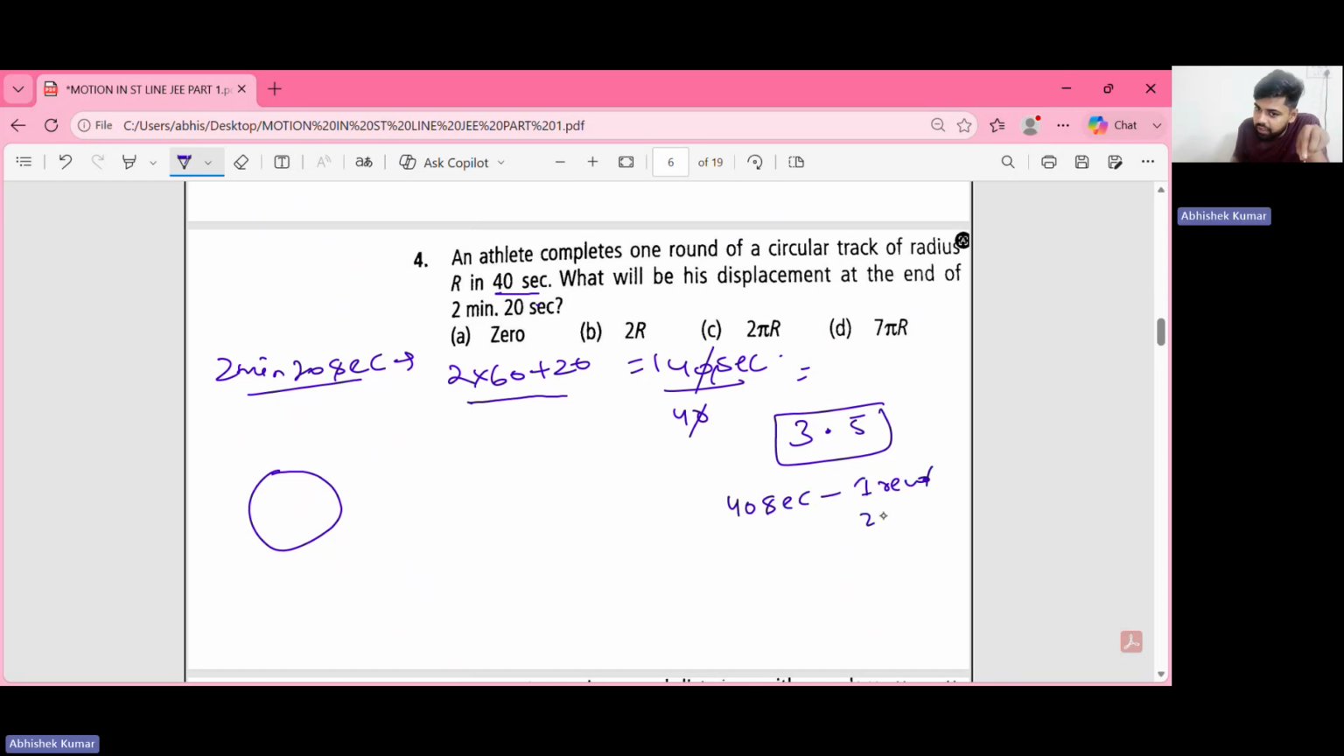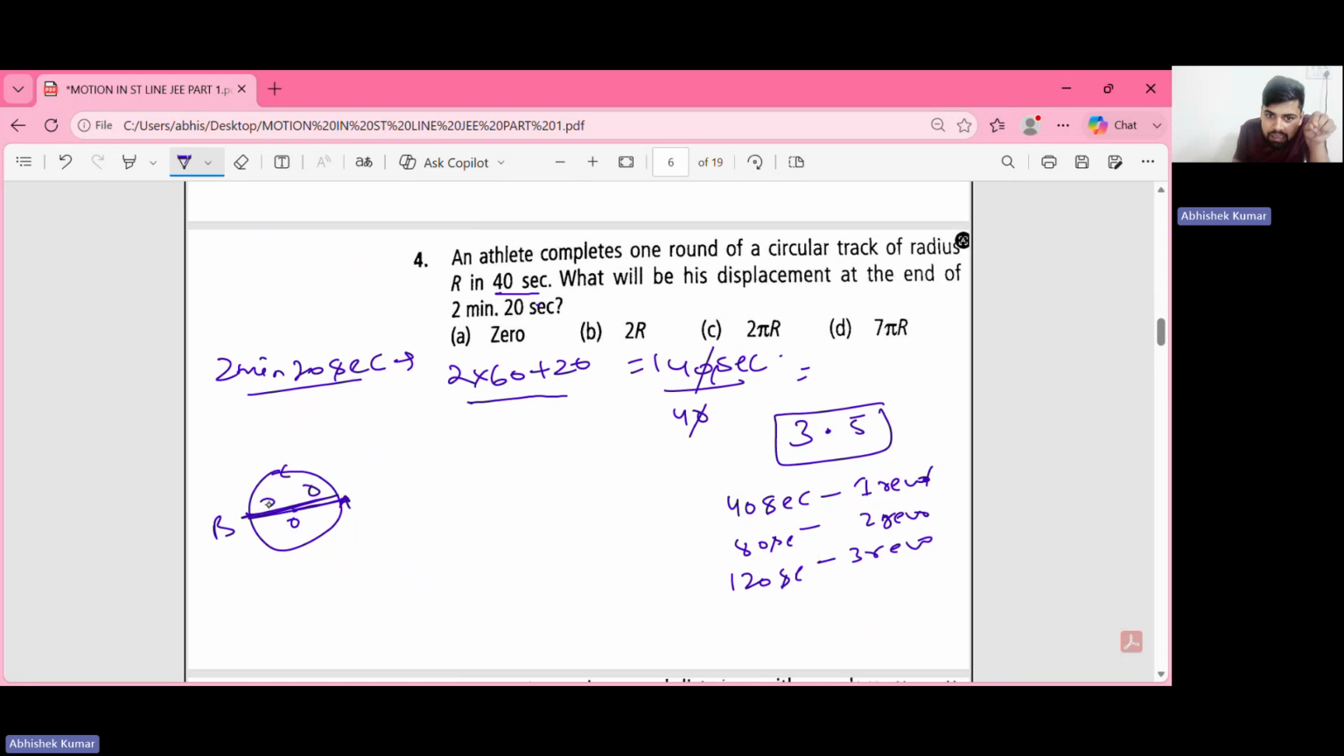The second revolution again, how much? 80 seconds. Third revolution, again 40, so 120 seconds. So how much is left? 20. It means if this is point A, then in the next 20 seconds it will come here. So what is this displacement?